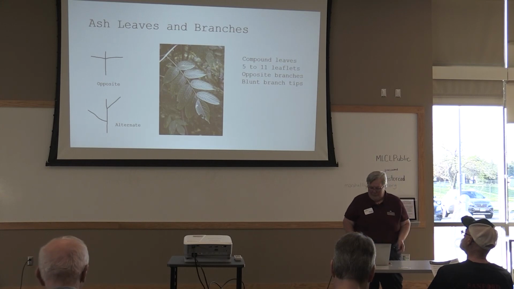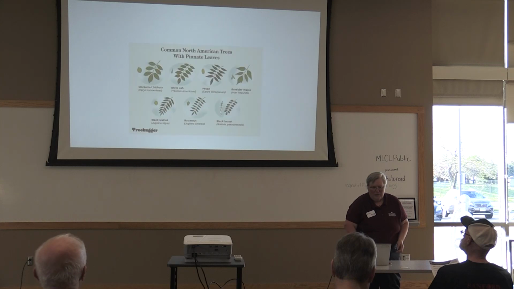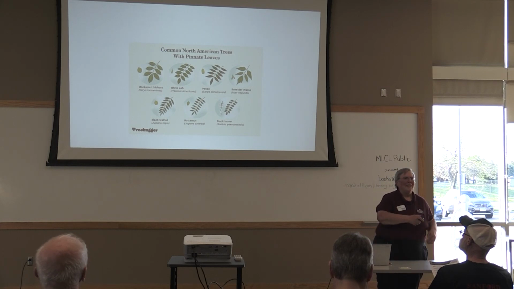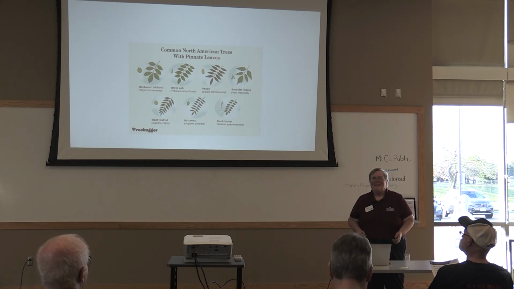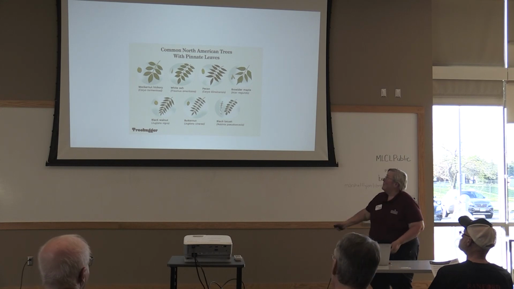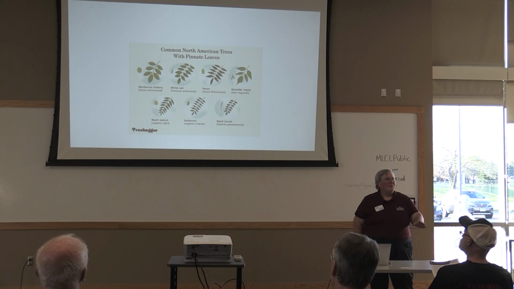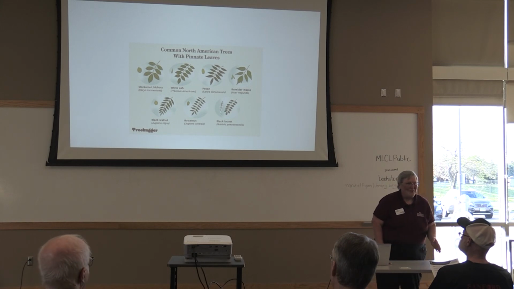Now I said opposite branching, or compound leaves. There are a lot of trees that have compound leaves. How do you tell them apart? Well, there's a real handy way. Remember I said ash have opposite branching? The only other tree that has opposite branching is the maple. So out of all of these trees, and we do have black walnut, locust, some hickory, but white ash, box elder. Box elder is a maple tree, for those of you that didn't know.